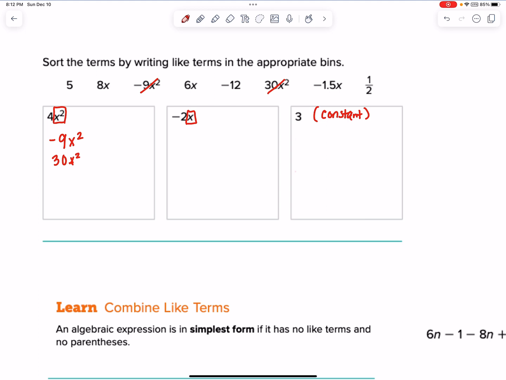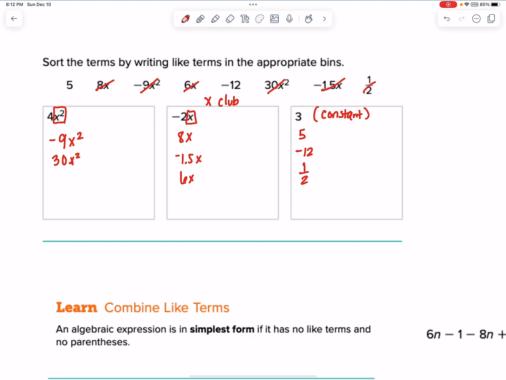So now find all the x club. Okay, so this one is everything in the x club, and it's x by itself, which is really x to the first power. Okay, so go ahead and you can pause if you want or follow along. So I have an 8x and a negative 1.5x. And then we're looking for, oh, and there's a 6x as well. And now we're looking for the constant club, which is just the numbers.